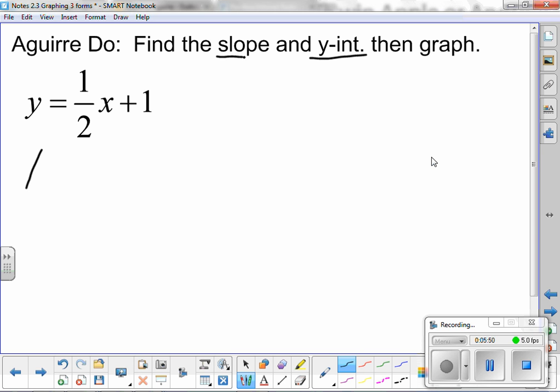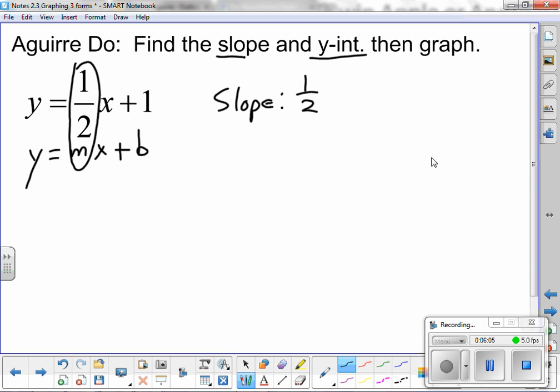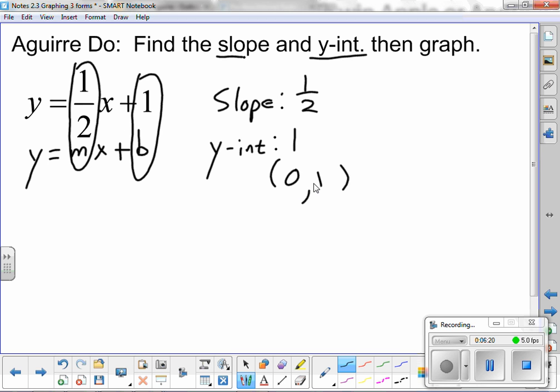So your line is y equals mx plus b. It looks like your slope lines up with this 1/2, so your slope must be 1/2. And your b lines up with this 1, so your y-intercept, also known as b, is 1. If you think of this as an ordered pair, this would be (0, 1). All right, so just like before, you plot the y-intercept, which is actually a point, and then use your slope to figure out where the next point is. This is saying go up 1 and to the right 2.